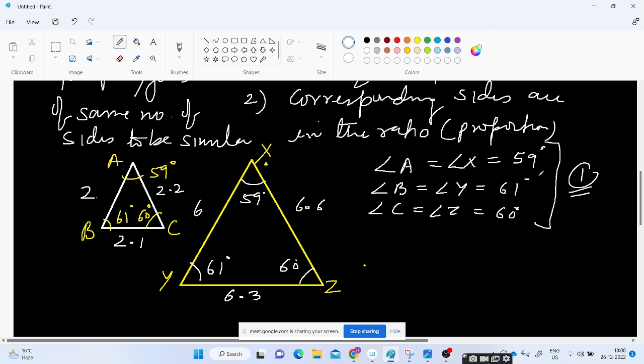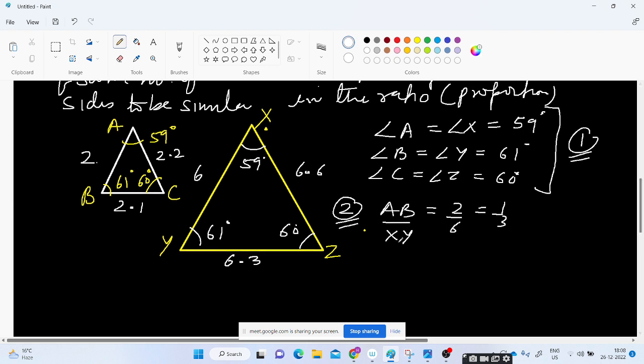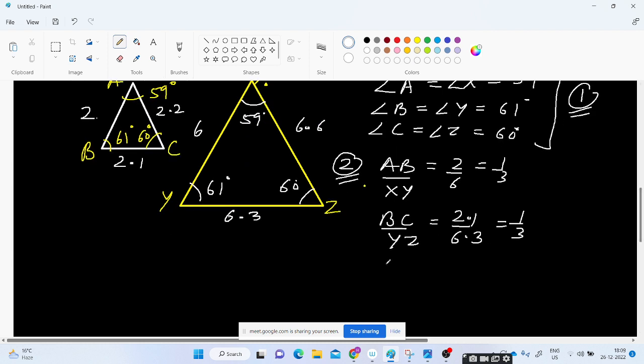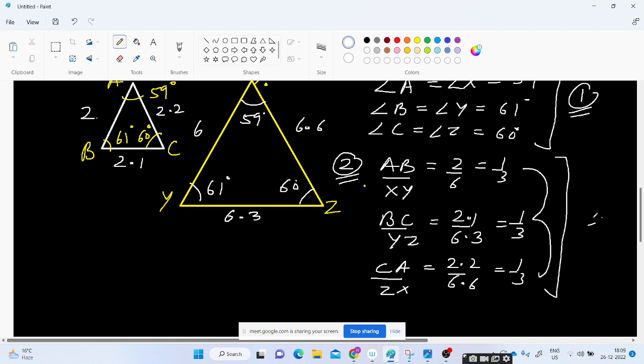Okay, and the second condition, now we can see the second condition, that is their sides. AB upon the first side XY, so 2 upon 6 is coming 1 upon 3. The second side is BC and YZ, that is 2.1 upon 6.3. It is also coming 1 upon 3. And the third side is CA and ZX, that is 2.2 and 6.6, that is 1 upon 3. The corresponding sides are also equal, the ratio is coming 1 upon 3.